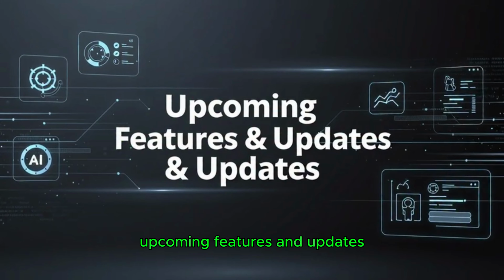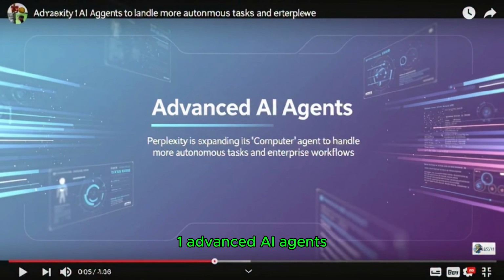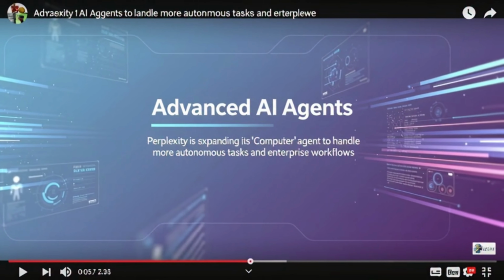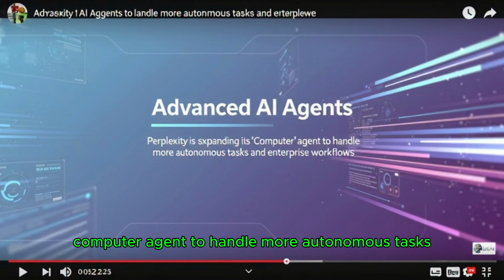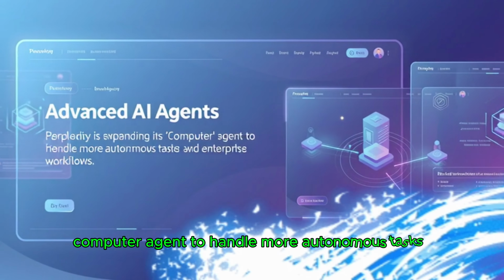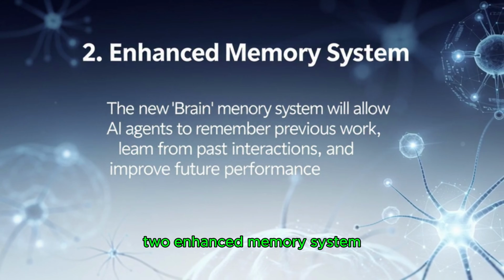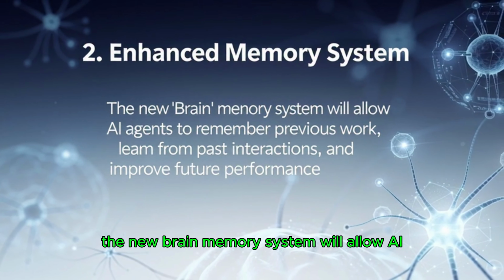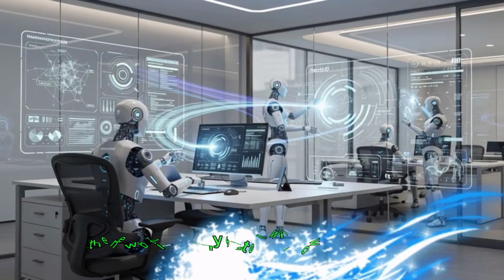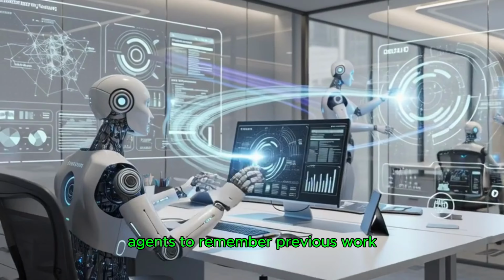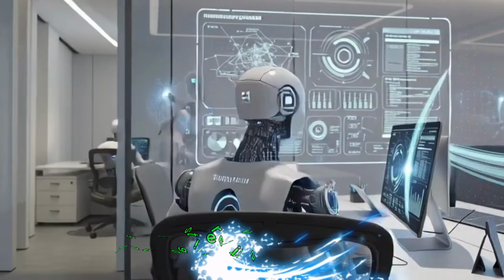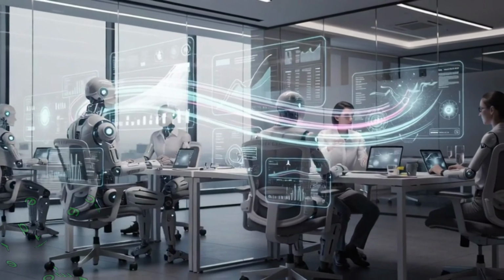Upcoming features and updates. 1. Advanced AI agents. Perplexity is expanding its computer agent to handle more autonomous tasks and enterprise workflows. 2. Enhanced memory system. The new brain memory system will allow AI agents to remember previous work, learn from past interactions, and improve future performance.